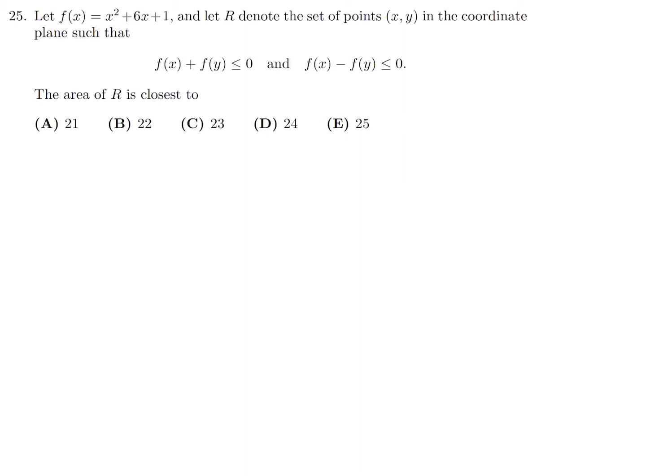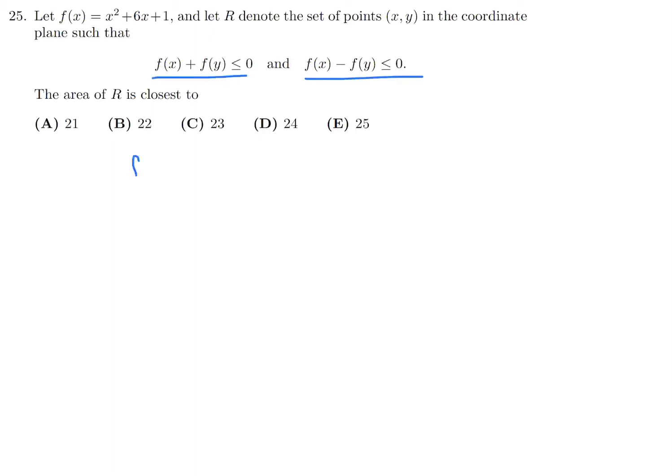Let f at x equals x squared plus 6x plus 1. And let R denote the set of the points x, y in the coordinate plane such that f at x plus f at y is less than 0, and f at x minus f at y is less than 0. The area of R is closest to. So let's work with these two.